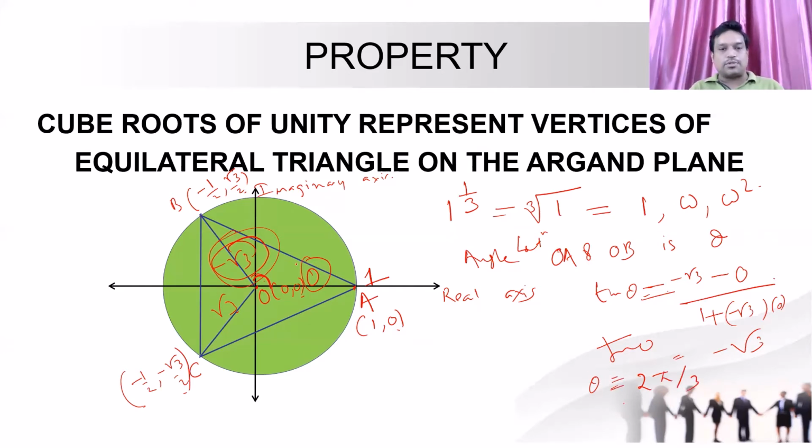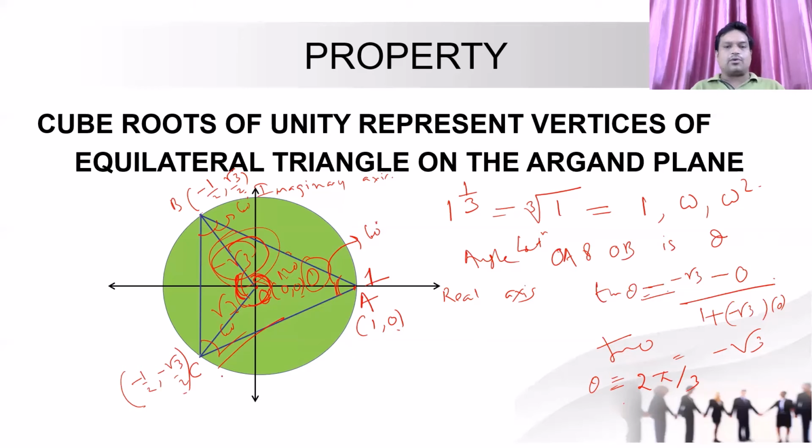This angle must be an obtuse angle, 120 degrees. Similarly, you can find the others: this is also 120 degrees and this is also 120 degrees. Now, suppose this triangle is inside a circle, the circumscribing circle. Angle BOC is 120 degrees, so the angle on the circumference must be its half, that is 60 degrees. Similarly, this is also 60 degrees and this angle is also 60 degrees. So ABC forms an equilateral triangle.